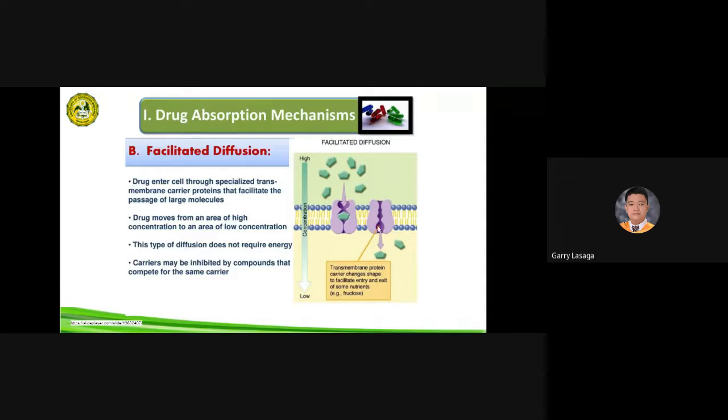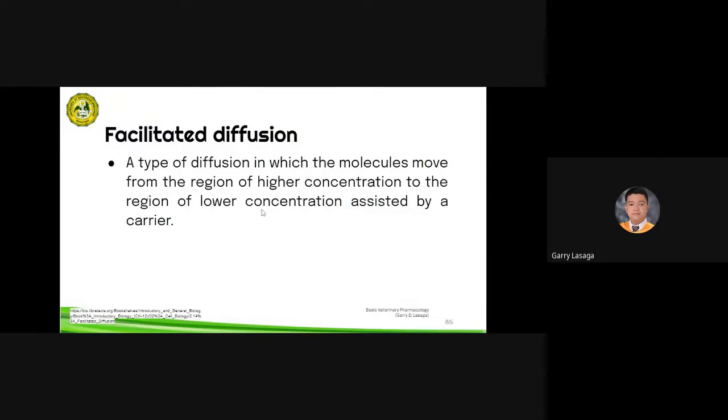So an example of a molecule that exhibits facilitated diffusion is fructose. It is a sugar molecule that requires facilitated diffusion. So facilitated diffusion is a type of diffusion in which the molecules move from an area of higher to lower concentration and is assisted by a carrier.